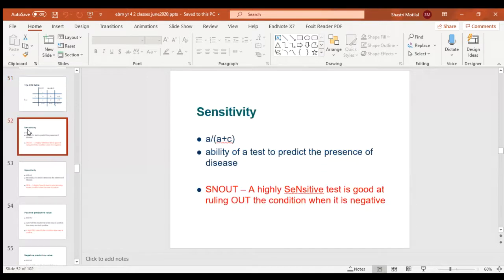Now, how do we use sensitivity? I just told you it's a true positive rate. So you might think sensitivity could then rule in the disease, telling us if people have the condition. But actually, it's not so. Sensitivity tells us if a test is good at ruling out a condition. That might seem counterintuitive to what we just explained and calculated, but we'll go back to the table and we'll understand why sensitivity is good in helping us to rule out a condition.